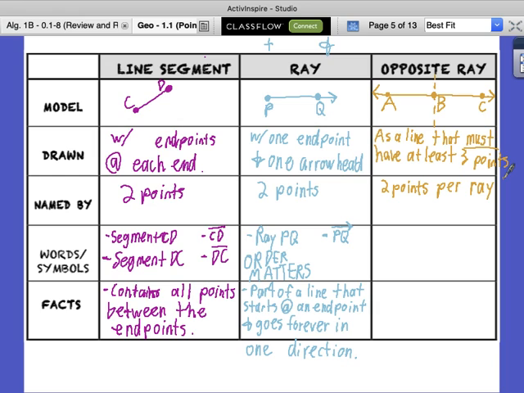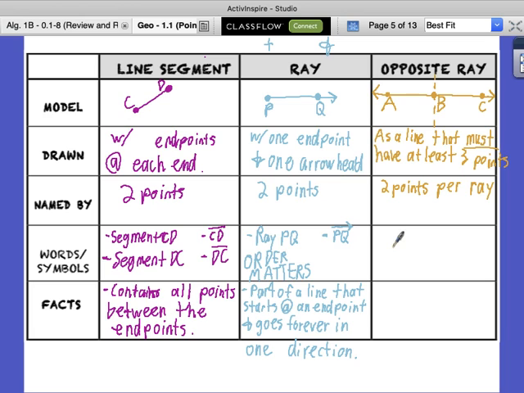So if each ray needs 2 points, why do we only need 3 points? Isn't 2 plus 2 4? You need that line in the middle to separate them. But if we're going to name it by 2 points per ray, what are you saying, Dayton? Use the same point twice. Yeah, use one of the same points twice here. We're going to use B twice. So B is going to be shared.